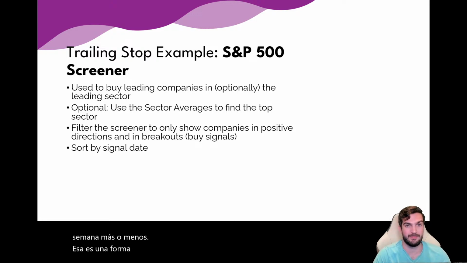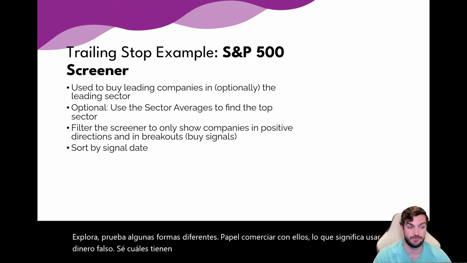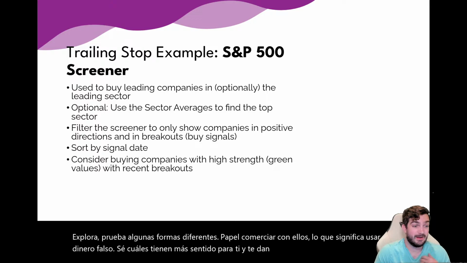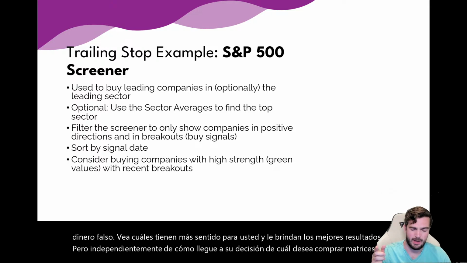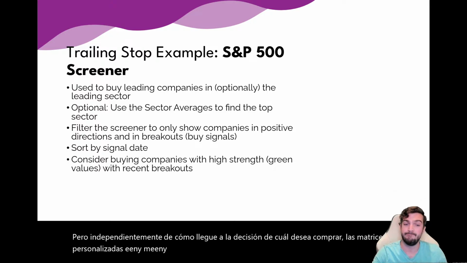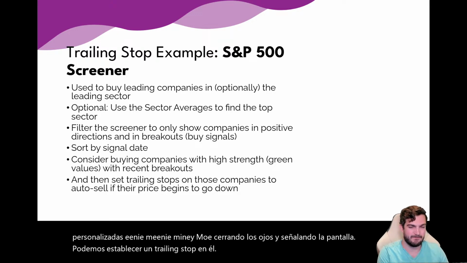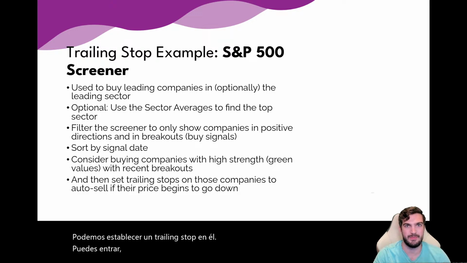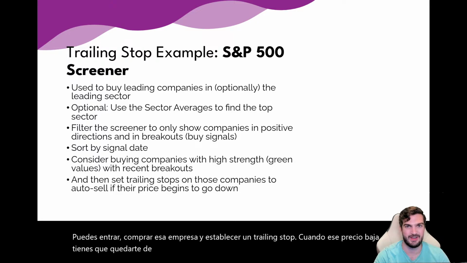Or take the one that went on the buy signal most recently. Explore, try some different ways, paper trade them, meaning use fake money, see which ones make the most sense for you and give you the best results. But regardless of how you come to your decision of which one you want to buy, custom matrices, eeny, meeny, miny, mo, closing your eyes and pointing at the screen, we can set a trailing stop on it. You can go in, buy that company, and set a trailing stop, so when that price goes down, you don't have to be sitting by your computer ready to sell.